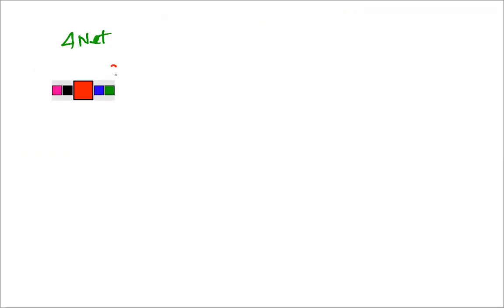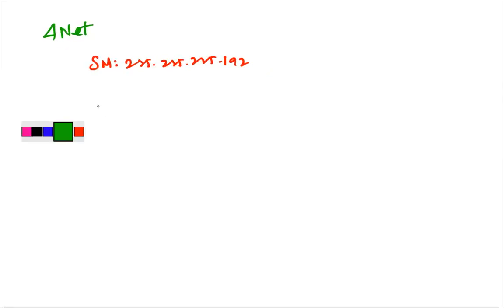The subnet mask is what? The subnet mask is going to be 255.255.255.192. Okay, 192. Very good. Now let's understand the combination. What is going to be the combination, please? Combination, yeah.